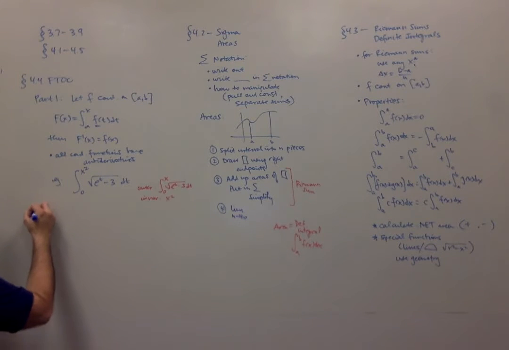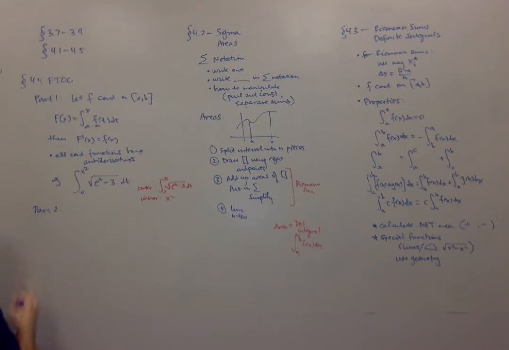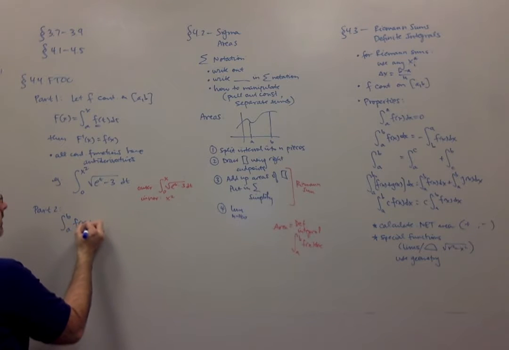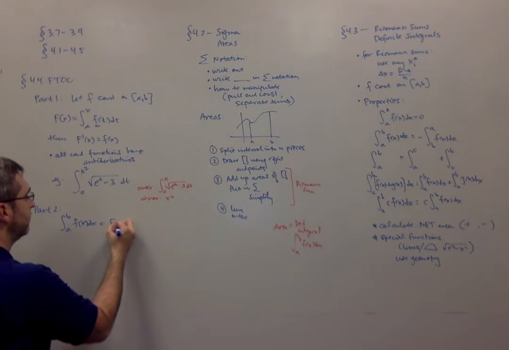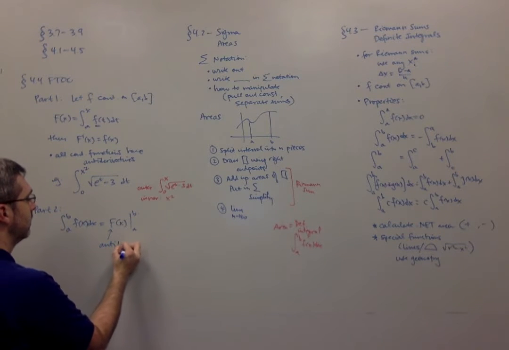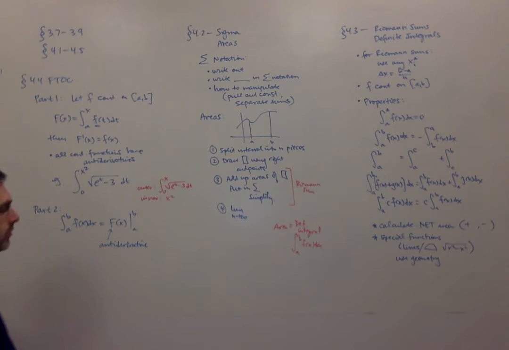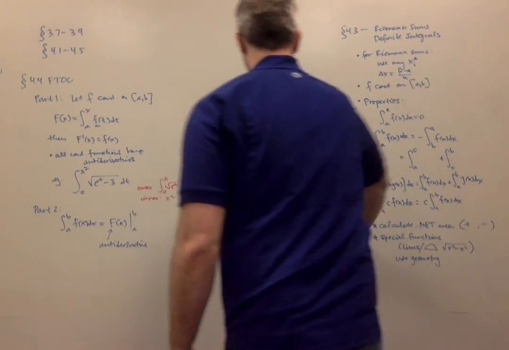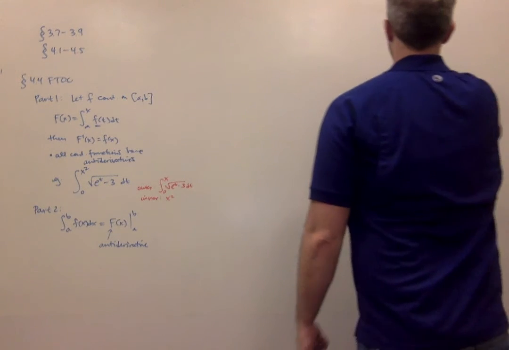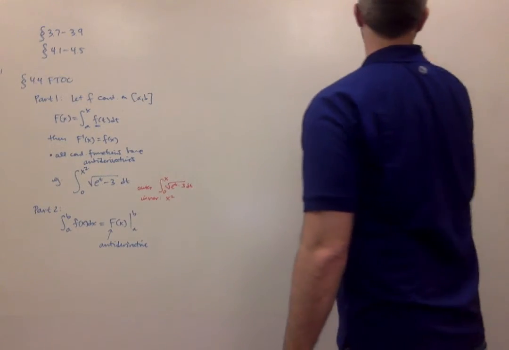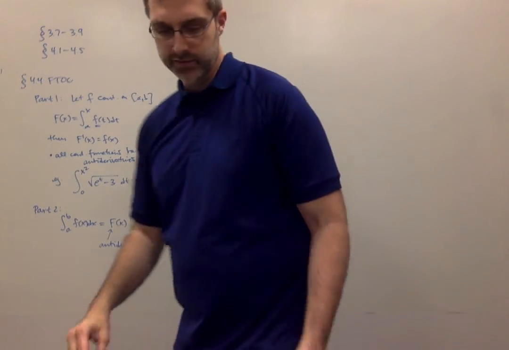So that's part one. And then part two is that the way that you actually calculate that definite integral is you find an antiderivative and you plug in b and you plug in a. So calculating definite integrals basically reduced to finding antiderivatives, which is much easier than Riemann sums. It's much easier, much more general than just using geometry in certain very specific cases.